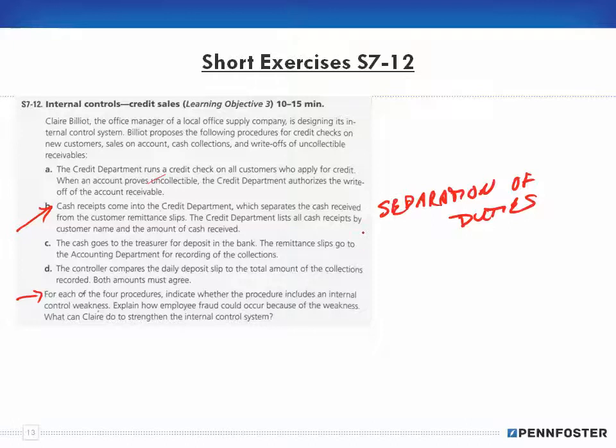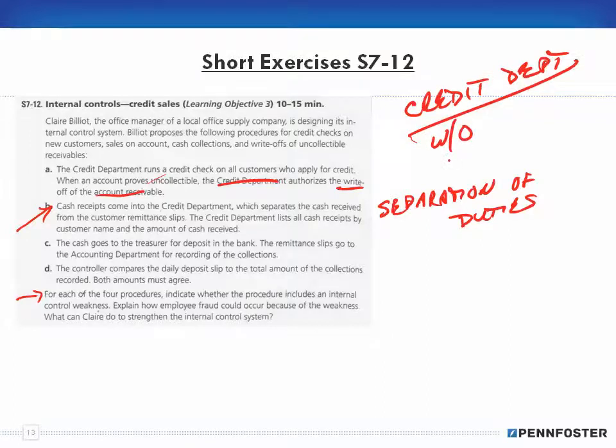That allows the credit department to receive incoming cash receipts from customers and the authority to write off the accounts receivable. So here it's saying that the credit department can write off the accounts receivable, but they're also controlling the cash. Remember, the credit department is doing both of those functions, right? They're writing off and, let's see, shipping the cash. And they're the ones who separate the cash from the receipts, right?